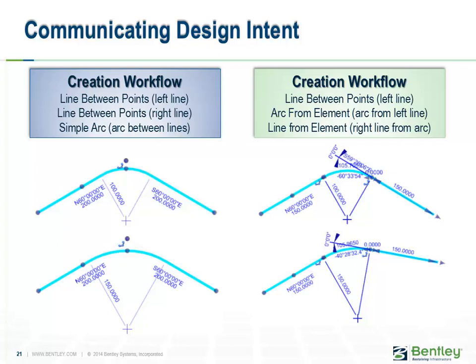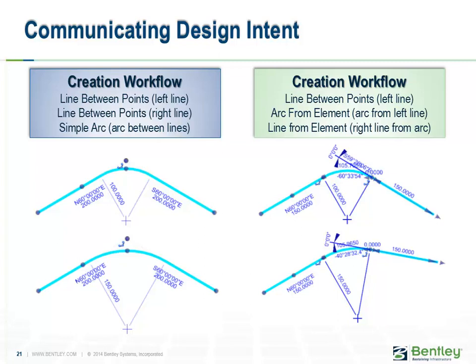In workflow 1, we create two lines, and then we create an arc in between those two lines. In workflow 2, we create the first line, then we create the arc coming off of that line or element, and then the last line comes off of that previous arc. Both workflows define the arc by a radius and result in the manipulator to edit the radius, but when the radius is actually changed from a value like 100 to 150, the arc length adjusts and the lines retain their original directions. However, when the radius in the second method is changed to 150, the direction of the second line changes.